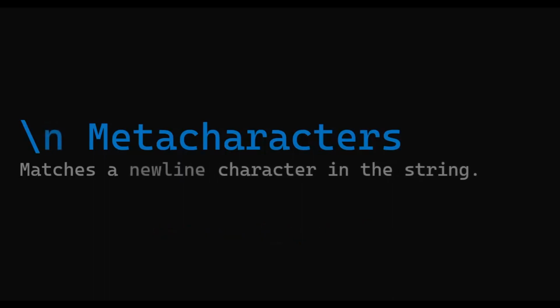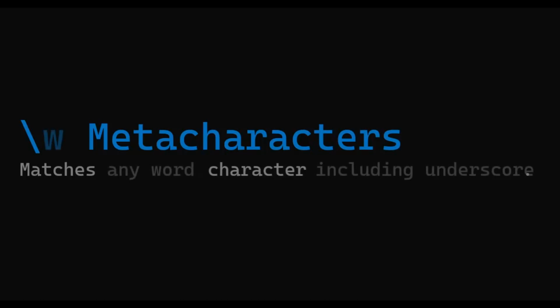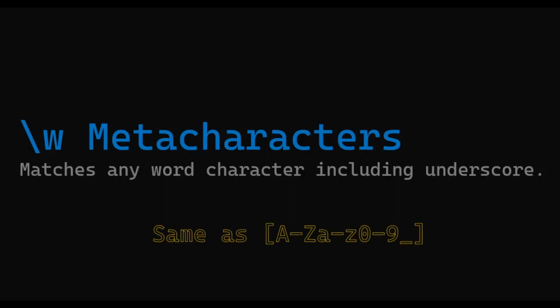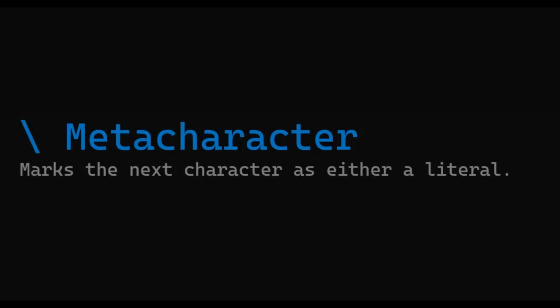\n matches a new line character in the string. That means this checker will always return true if there is a new line character present in the string. \w matches any word character including underscore. This expression is equivalent to writing capital A to Z, small a to z, 0 to 9 and underscore for the pattern matcher. The most important metacharacter is the backslash.